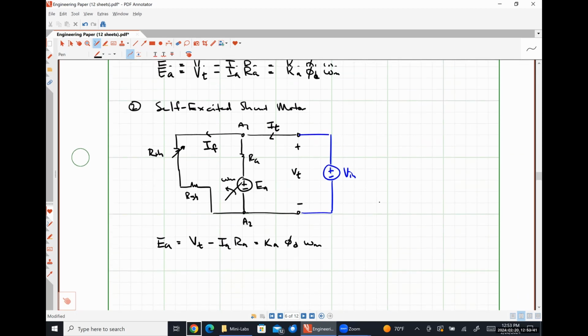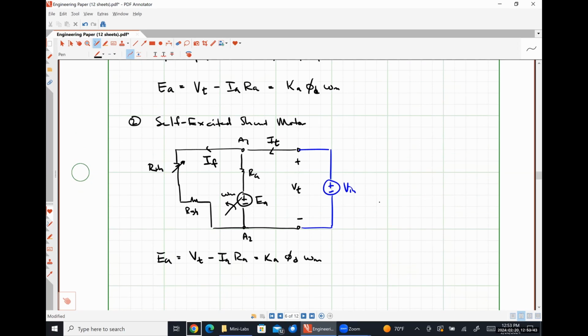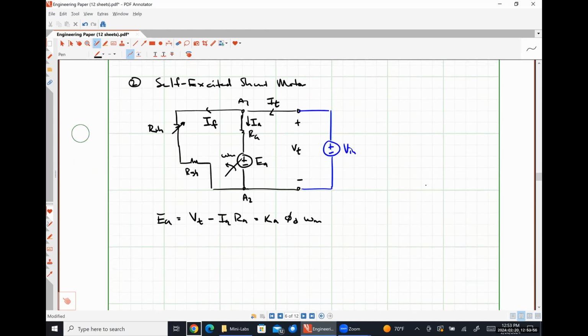We can see, actually, I forgot to put it on here. My armature current IA is now going to be flowing down because the device is working as a motor instead of a generator. IA is given by Kirchhoff's current law, so that's just going to look like IT, excuse me, that should be IT minus IF, just KCL at node A1.